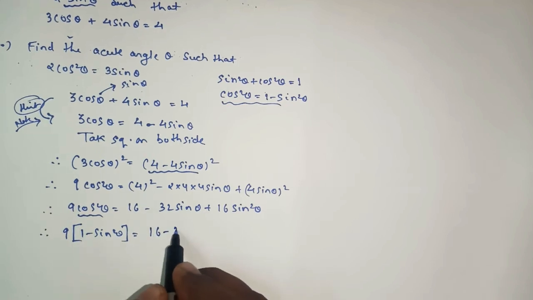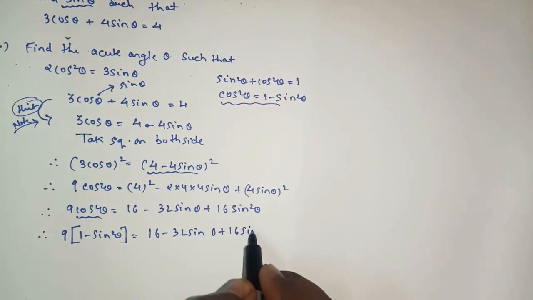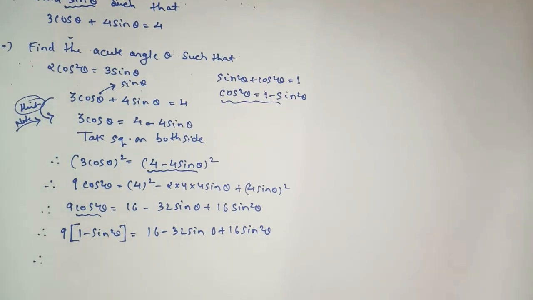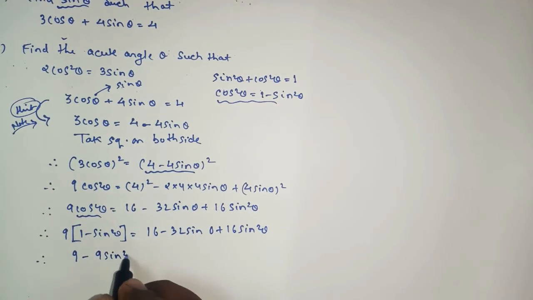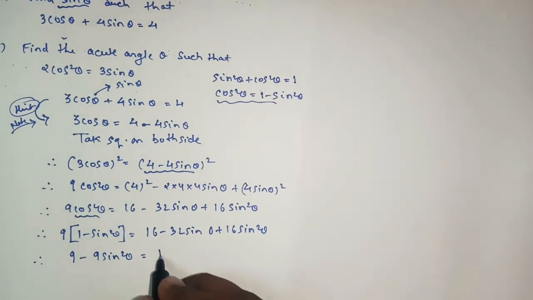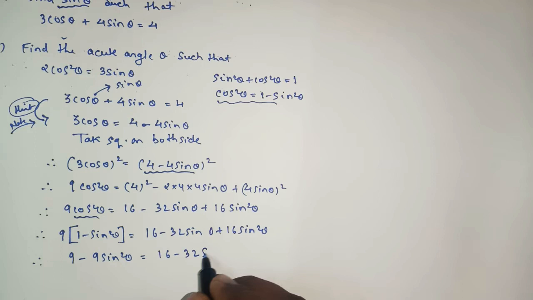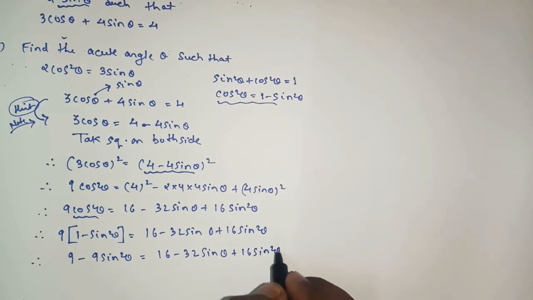So 16 minus 32 sine theta plus 16 sine square theta. Now open the bracket on this part, where you will get 9 minus 9 sine square theta. So this will be 16 minus 32 sine theta plus 16 sine square theta.